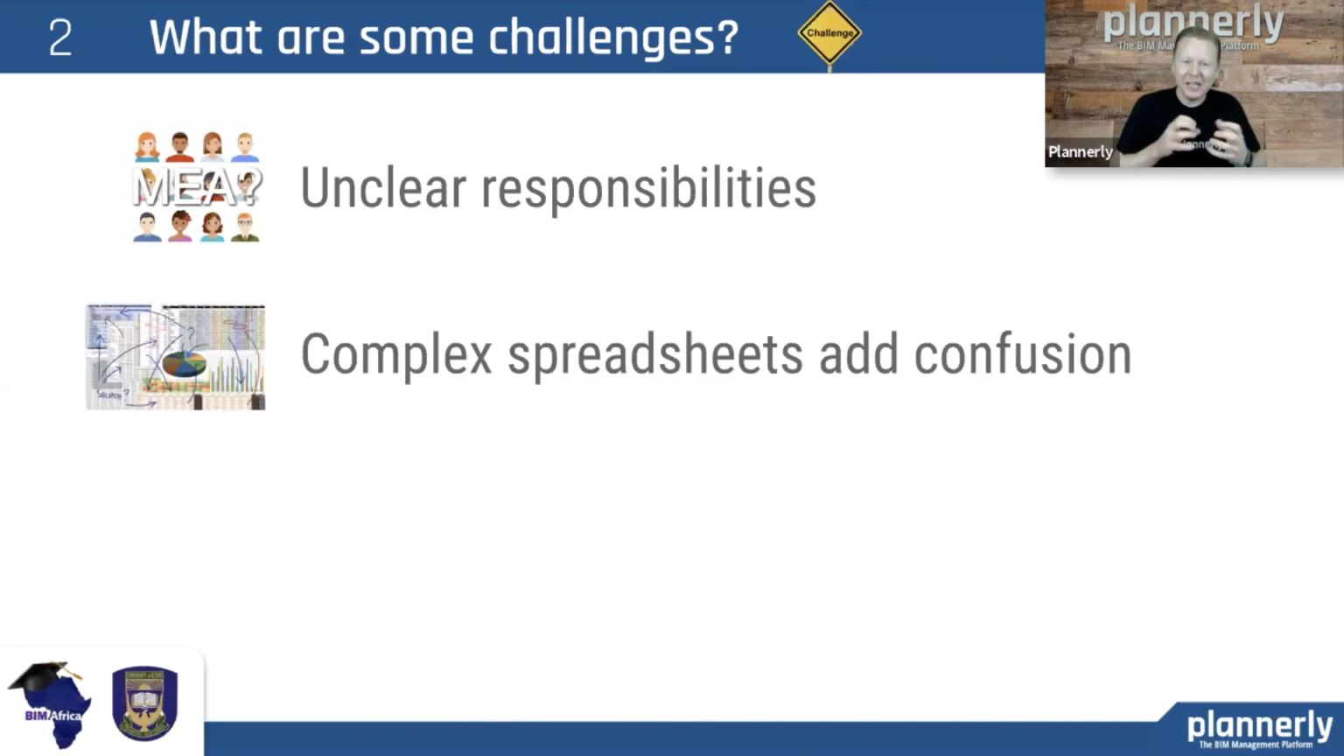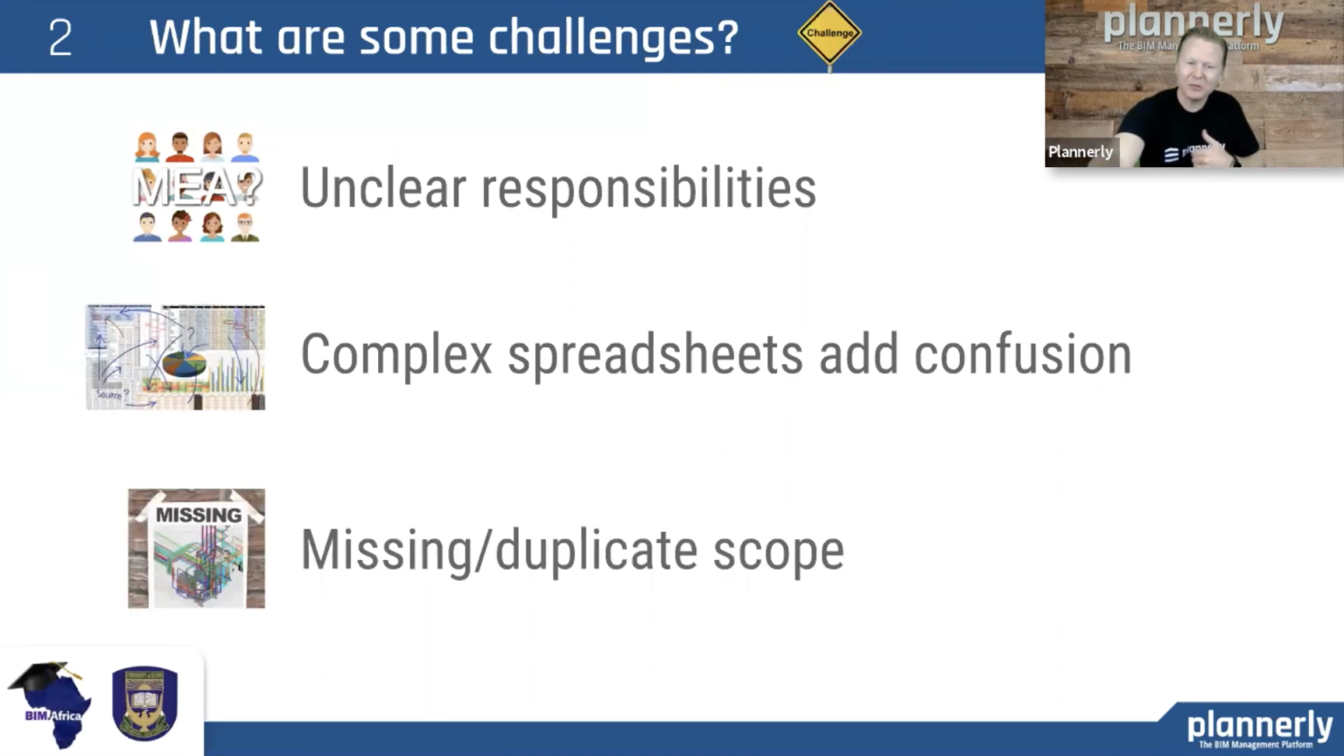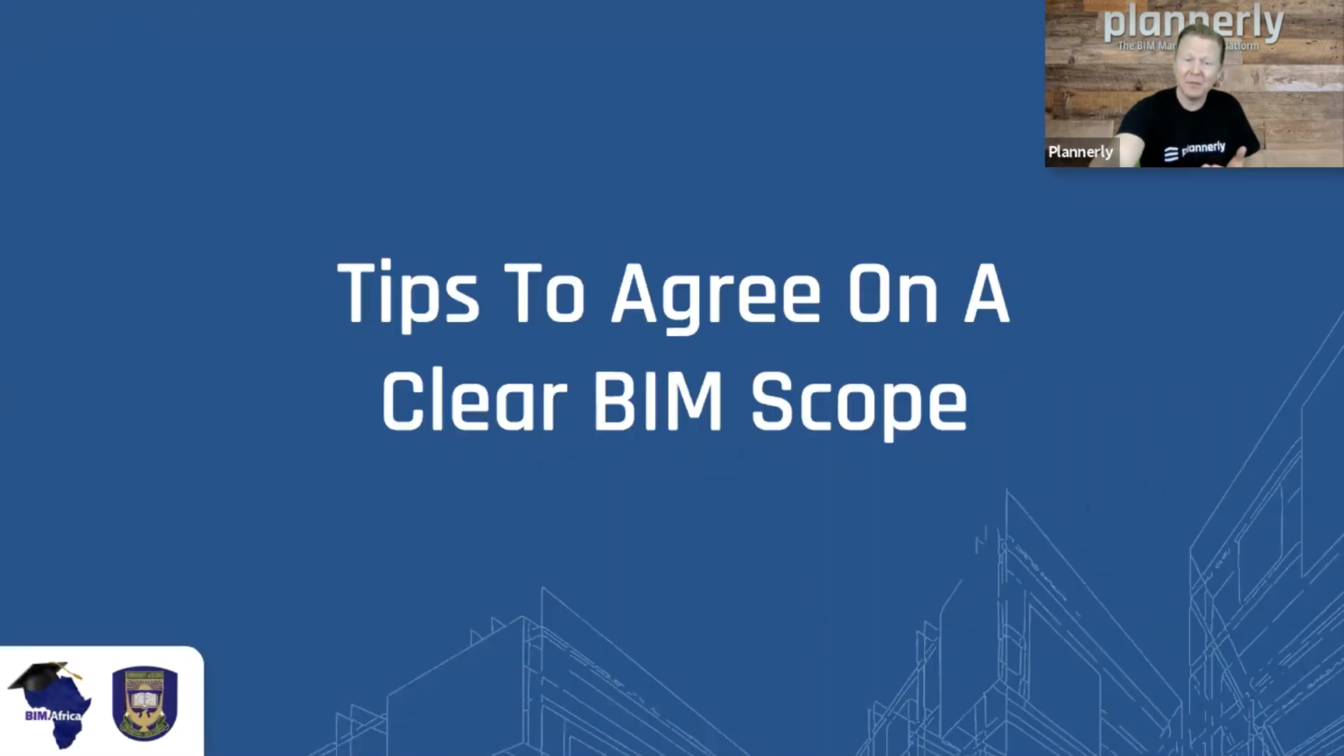The challenge in agreeing is that we use complex spreadsheets, and that really creates more confusion than understanding and clarity on projects. So trying to make it simple is really, really powerful and much more likely to get you what you need. And then a lot of teams end up modeling the same thing. I mentioned that structural example where you get duplicate scope. And if nobody knows what they're supposed to model, sometimes you're going to get mixed scope as well.